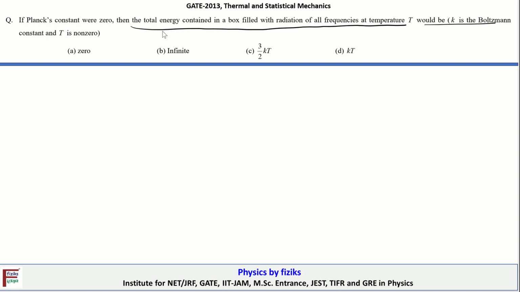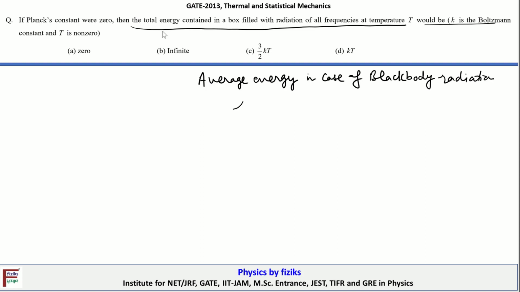So the average energy in case of black body radiation is given by E, and that is equal to the mean number of photons, you can say, that is N_k, and then the energy associated with one single photon, that is ħω.